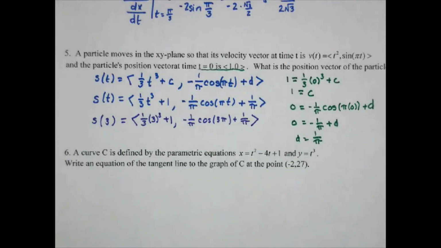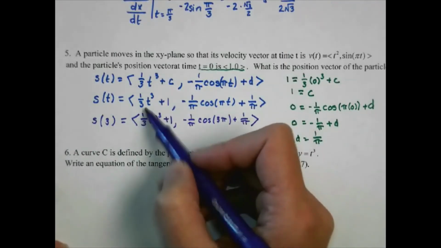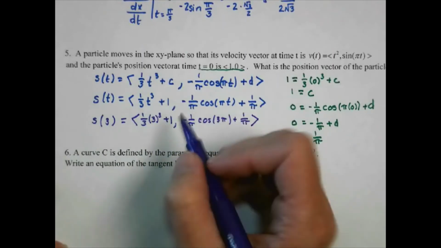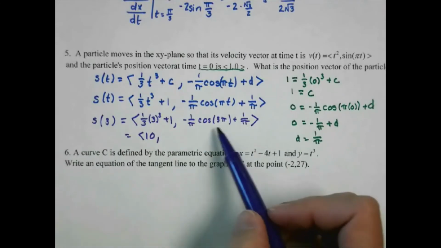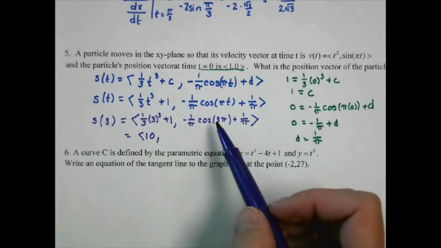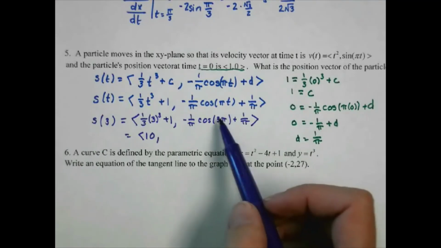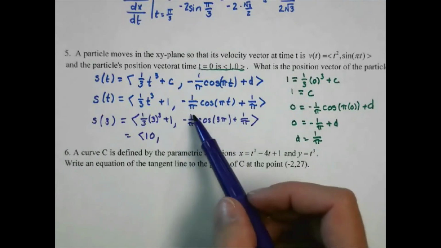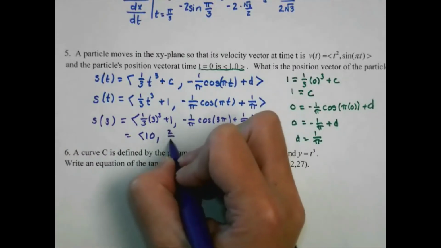So you can leave it like this or simplify. This is going to be 27 divided by 3 is 9, plus 1 makes that 10. Cosine 3 pi is the same as cosine of pi, which is going to be a negative 1. So we're going to have negative 1 times this, which will make it a positive 1 over pi, plus 1 over pi makes it 2 over pi.